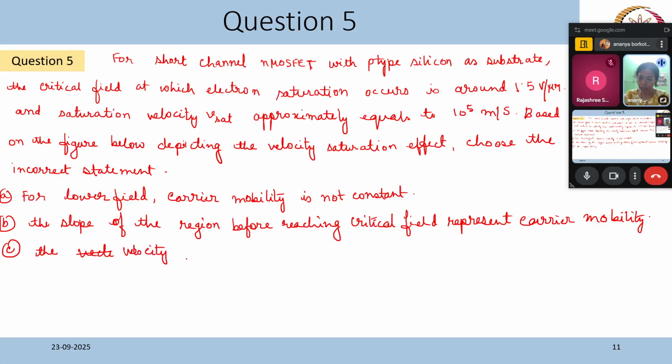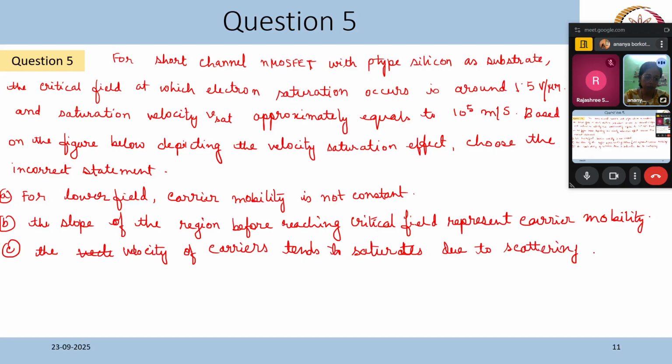The velocity of carriers tends to saturate due to scattering. There are a few concepts in this question, so that's why I want to do this.